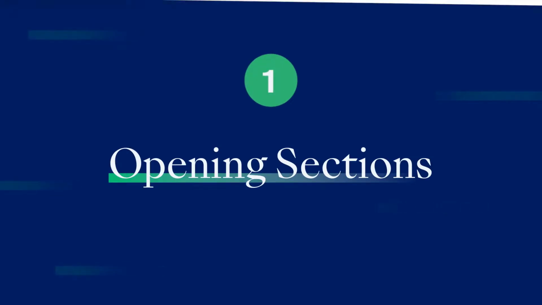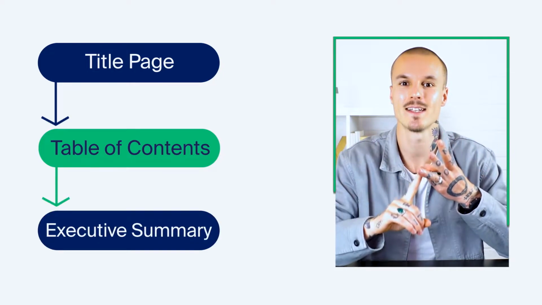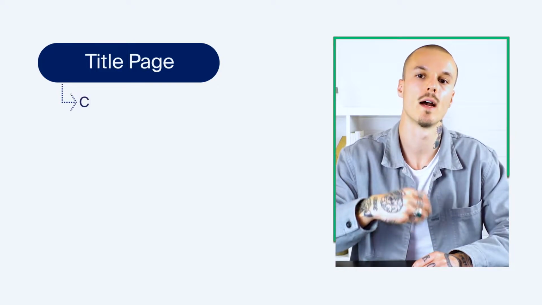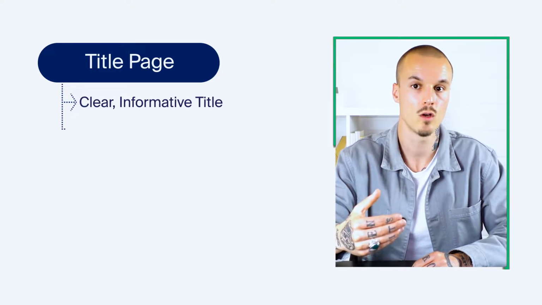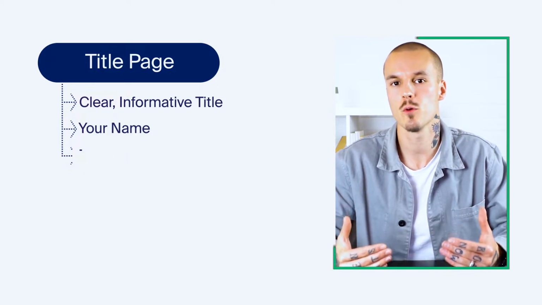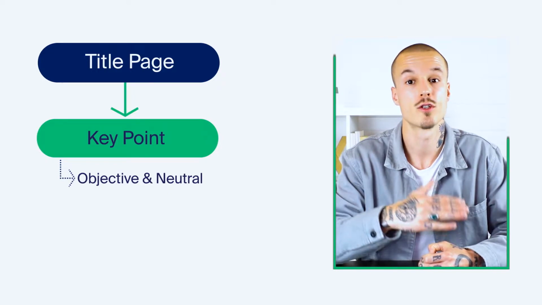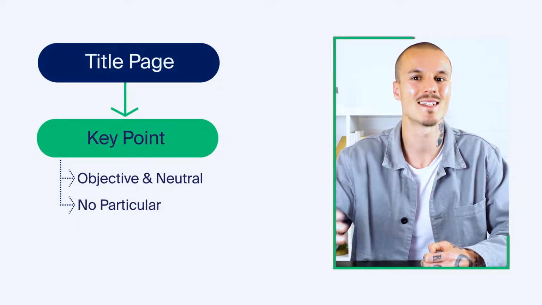Step 1, opening sections. The opening sections of your report consist of 3 main items: the title, the table of contents, and an executive summary. The title page needs to include a clear, informative title with your name and the date. When considering the title of your business report, remember it's important to stay objective and neutral so that the title alone doesn't anticipate a particular outcome of the report.